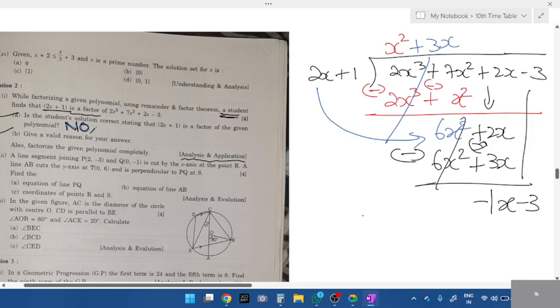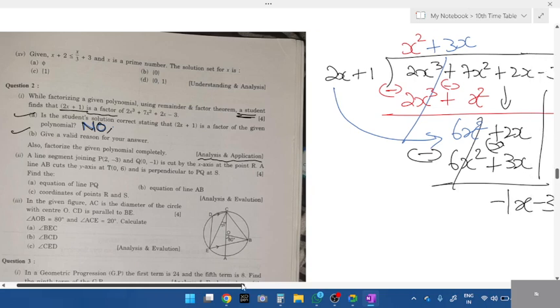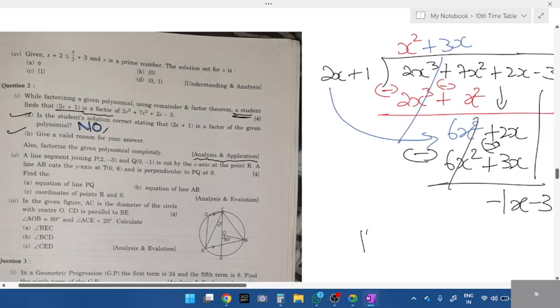How many times 2x goes in 1x? Is it possible? No, right? It's not possible. Then how come? Also factorize the given polynomial completely. The reason we're not able to factorize is remainder, we didn't get remainder 0, students. Only if you get remainder 0, we would have been able to factorize.